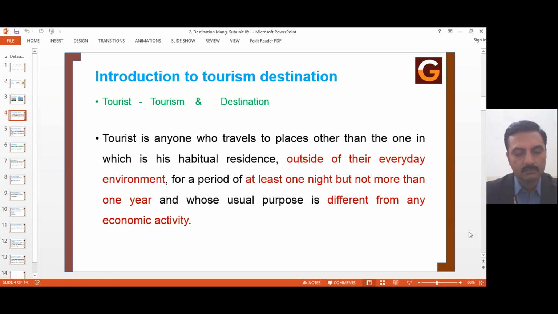So there are three things. One, they should be out of their everyday environment, that means their native place, village or city. Second, they should be staying more than 24 hours, that means at least spending one night, and less than 1 year. And third, they should not be involved in any kind of economic activity. Then we can say that someone is a tourist.